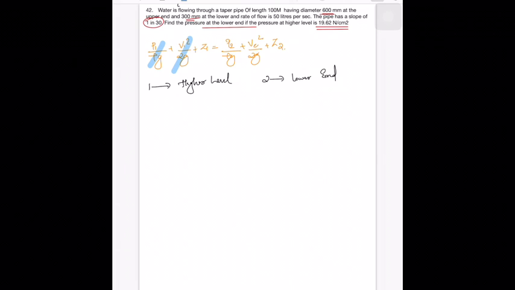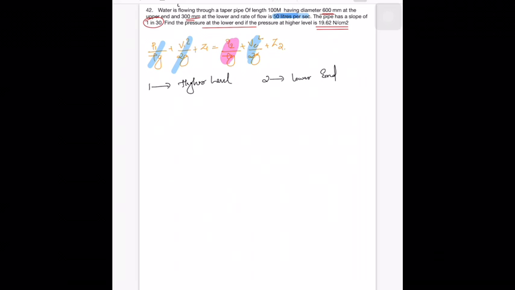V1 square by 2g we can find out from the discharge, 50 liters per second. Z1 is not given. P2 by rho g is something that we need to find out. V2 square by 2g can be found out from discharge, and Z2 is also not given. So we have arrived at a situation that we have to find out P2 by rho g, Z2 and Z1. There are 3 unknowns for us.